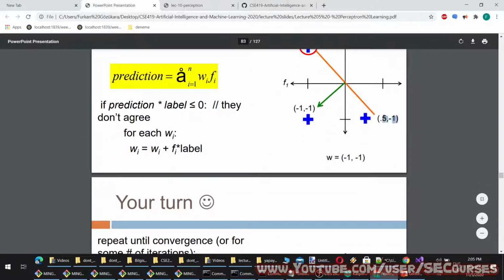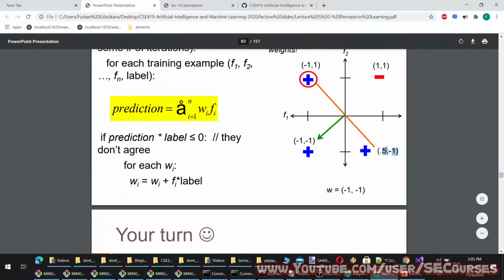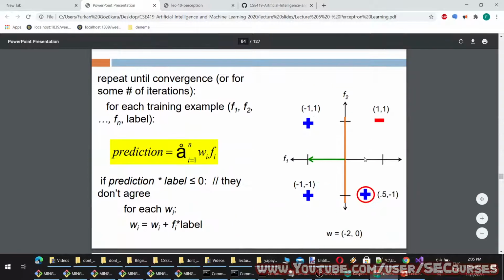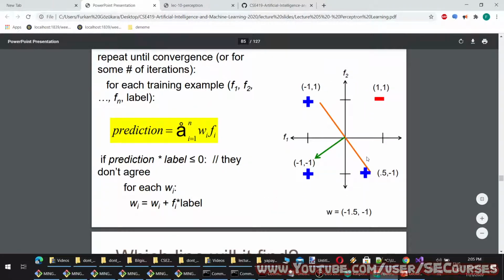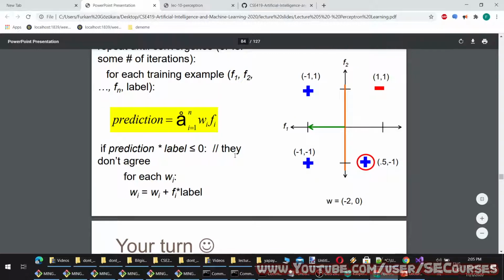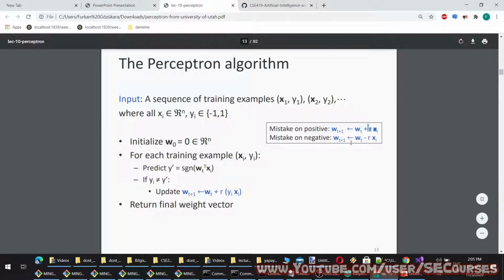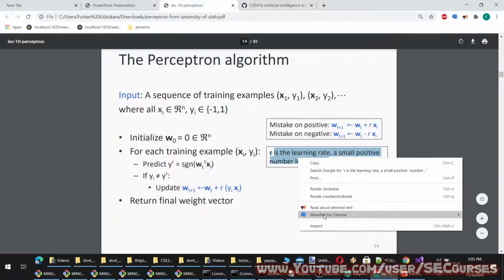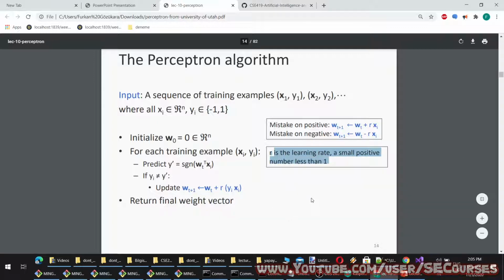Okay, for example, in this example, R was used as the values of the features. So the R may change according to your pick. I mean, how much you will increase or decrease the weight, and a mistake on a negative will be subtracted. Okay. So you see, it is explained here. R is the learning rate, a small positive number less than 1.